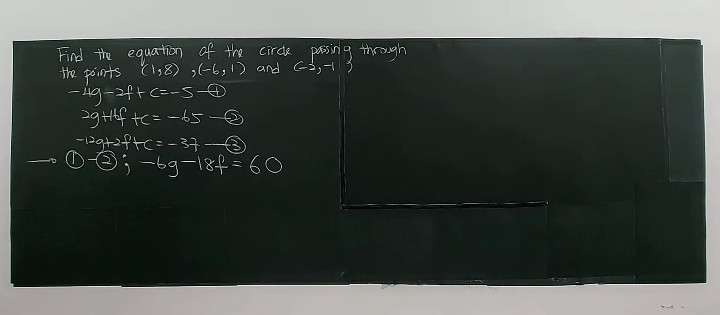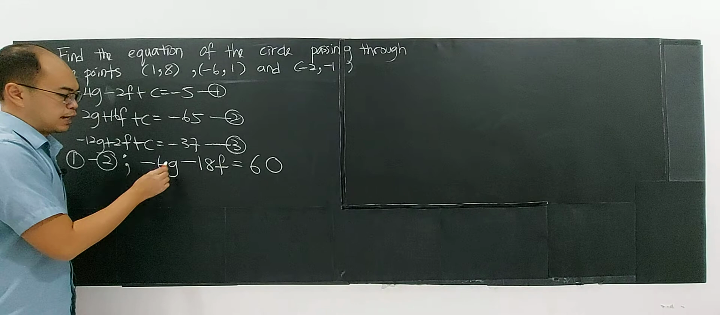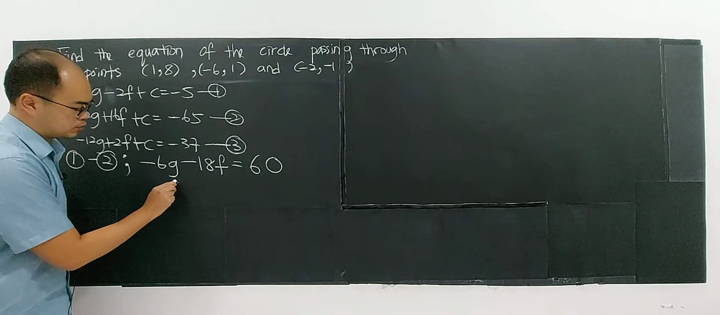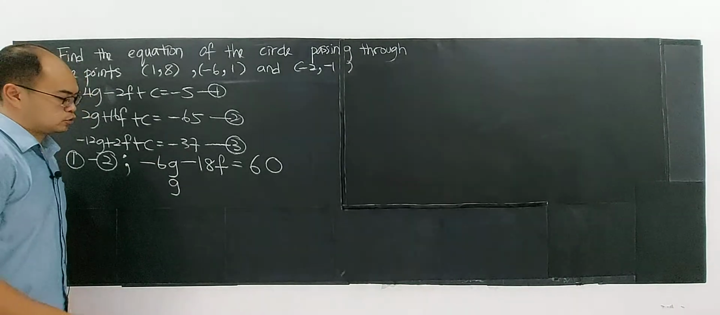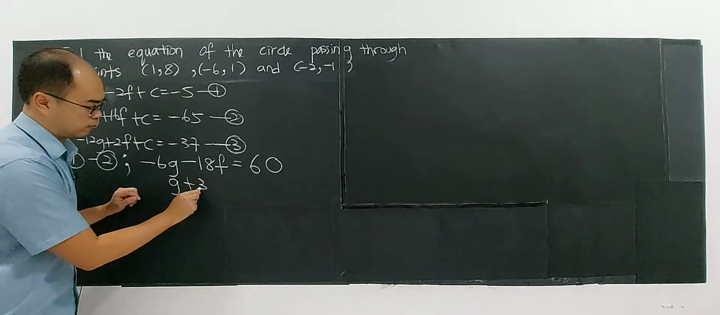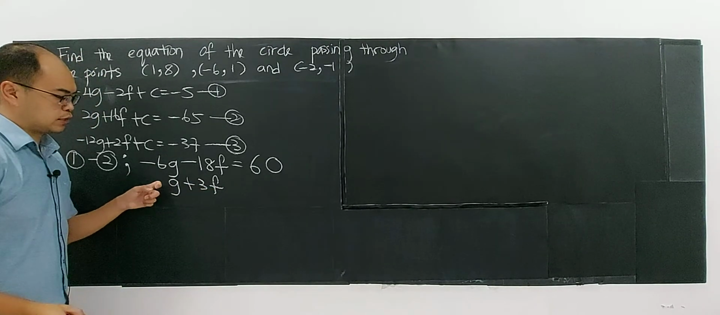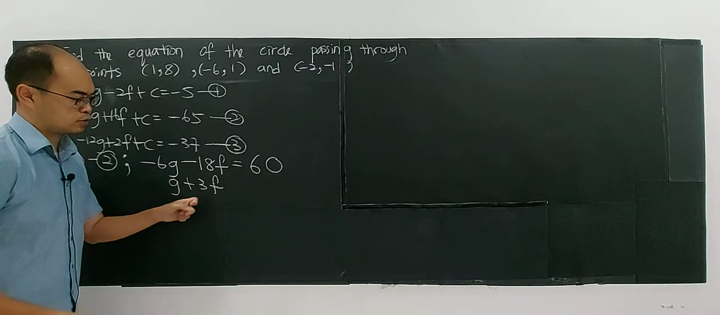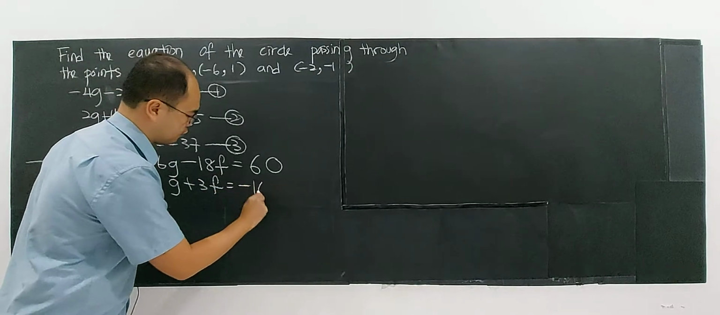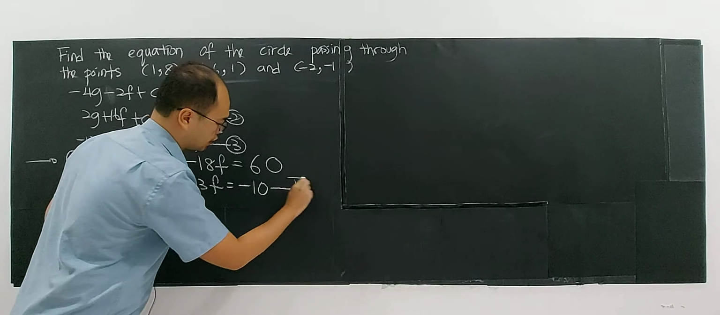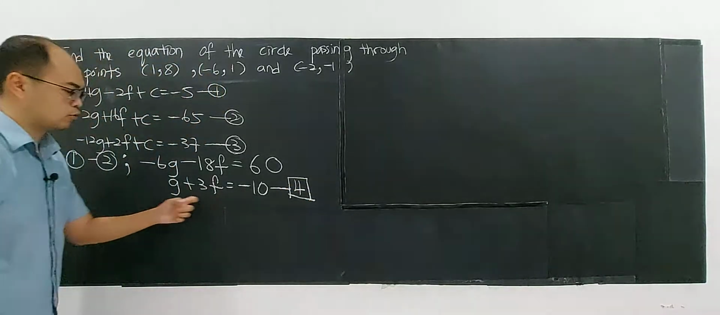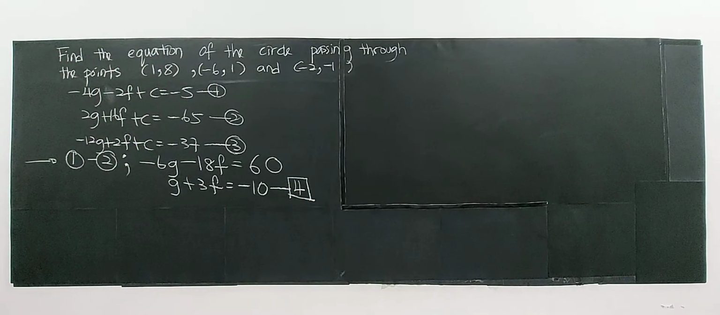So we can divide everything here by -6. We have g and positive 3f. Dividing by -6, 60 gives -10. I label this equation number 4, without the c. So we get the 5th equation.